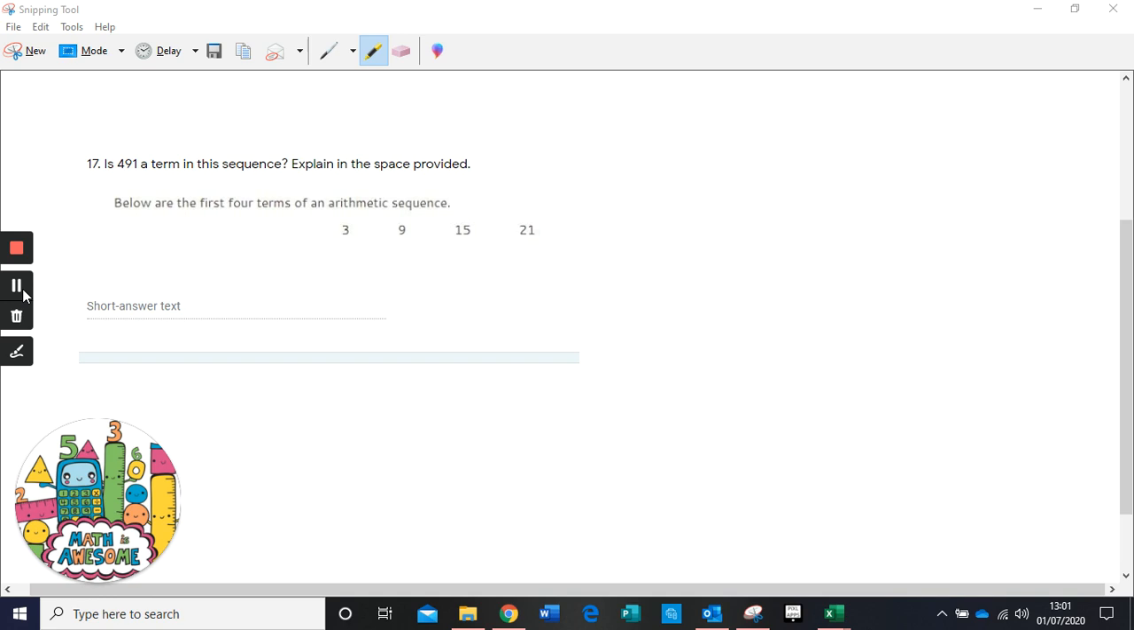In the previous question, you were asked to find the nth term for the sequence. And the nth term for the sequence, let's work through that quickly. I'll just change cameras.